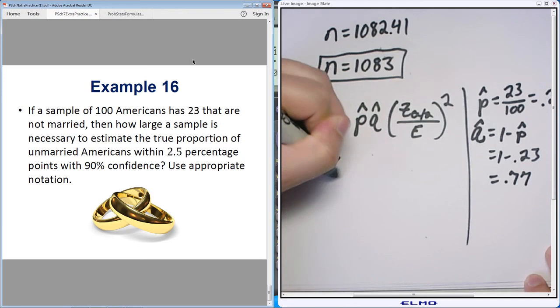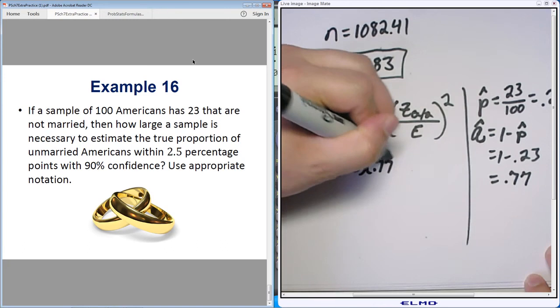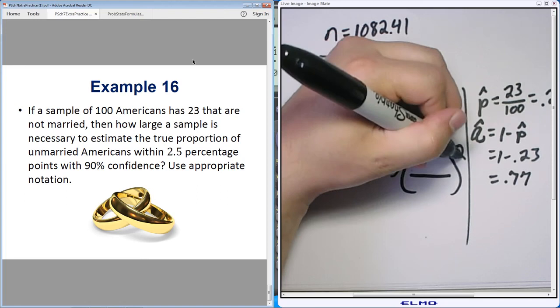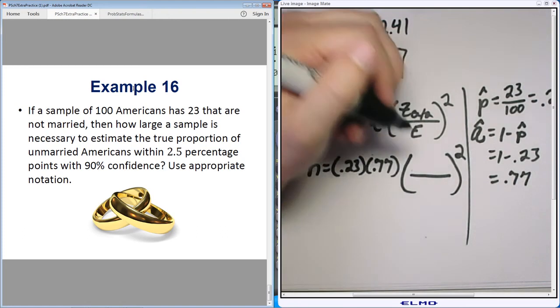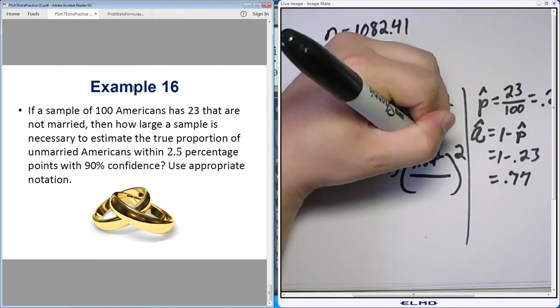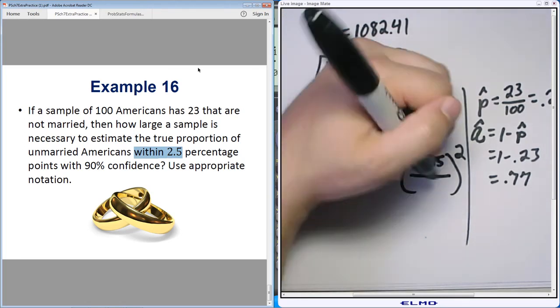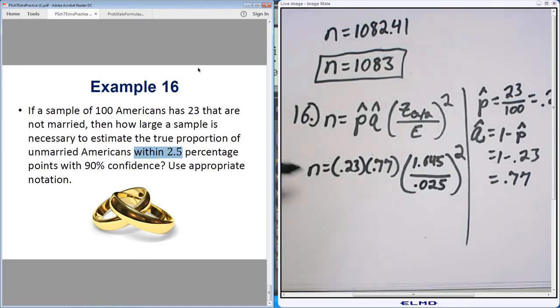Now let's substitute in some. 0.23, 0.77. About z sub alpha over 2. Again, it's a 90% confidence level, so that didn't change. 1.645. Margin of error still within 2.5%, 0.025 as a decimal. So the only difference in 15 and 16 is I have somewhere to start. I have sample data, so I put that in, p hat and q hat.